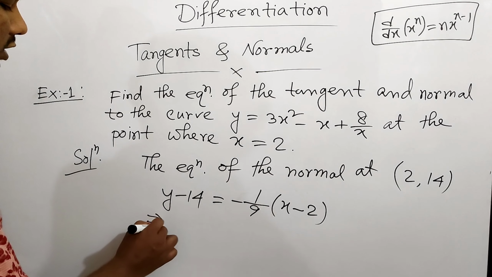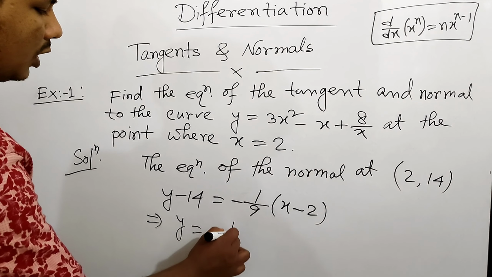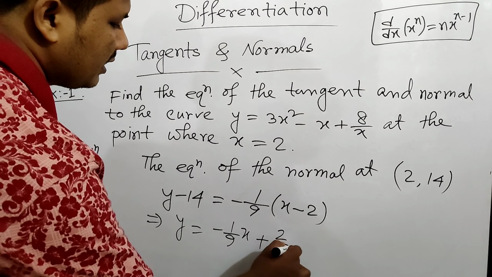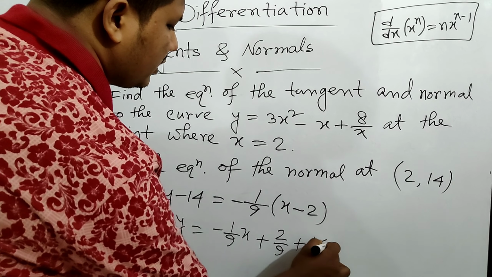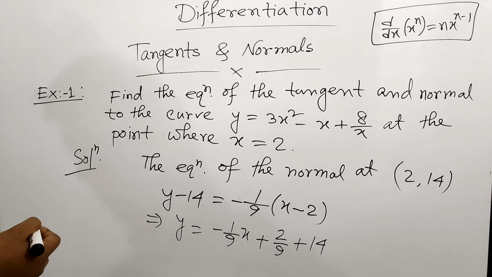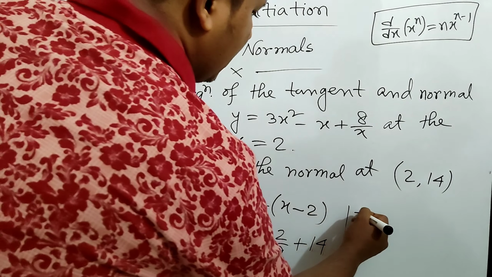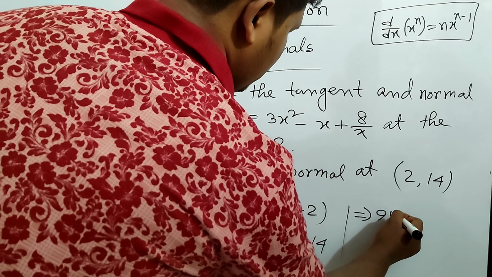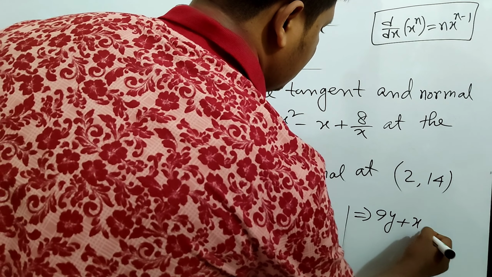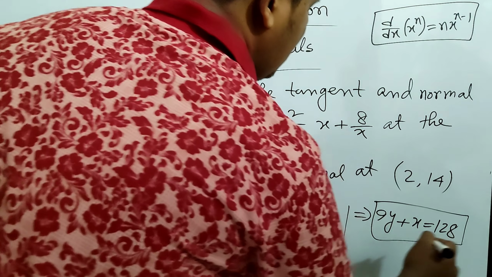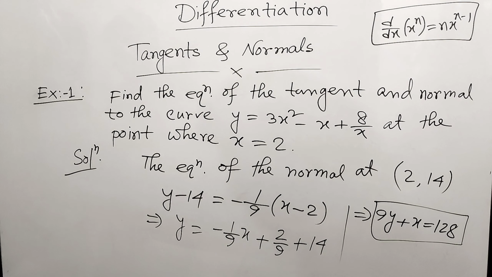Now if you do the calculation, that is y = −(1/9)x + 2/9 + 14. Okay, now if we work out this equation, then you can write 9y + x = 128. So this is the equation of the normal.